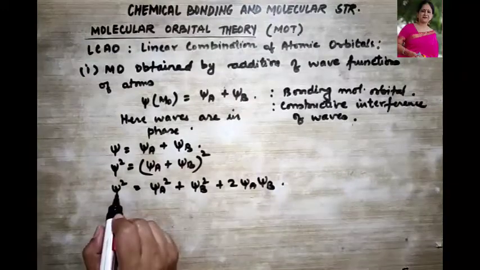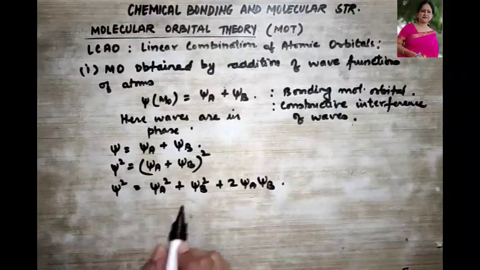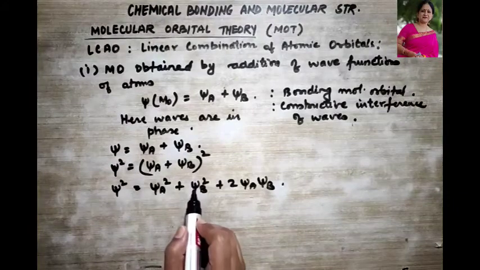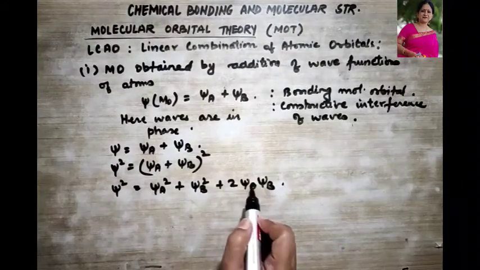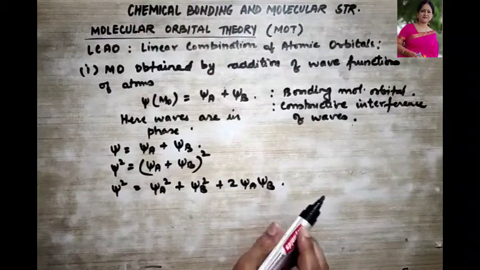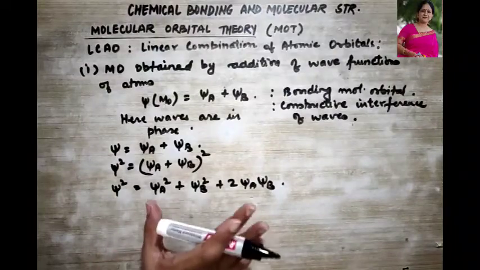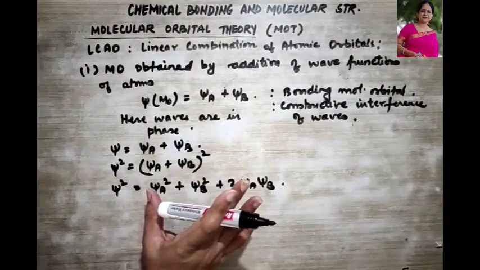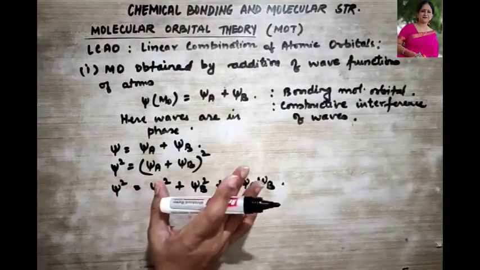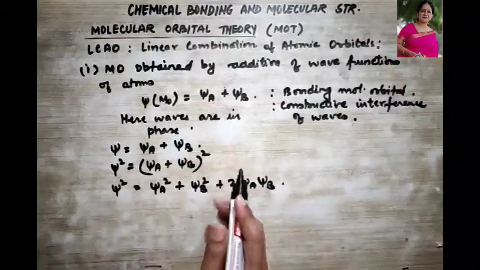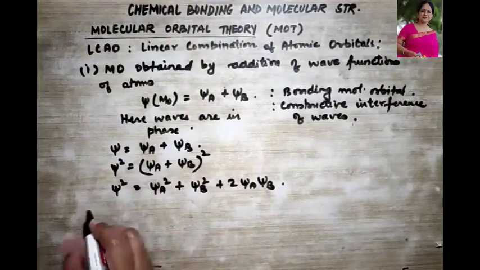Thus we can see that the square of the wave function is always greater than wave function A squared plus wave function B squared. So this shows that the probability of finding electrons in the bonding molecular orbital is always more, or it increases, right? So let us see it diagrammatically.